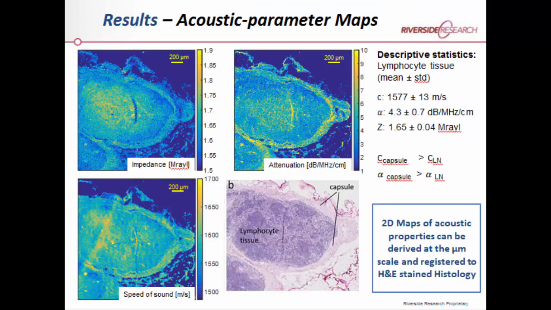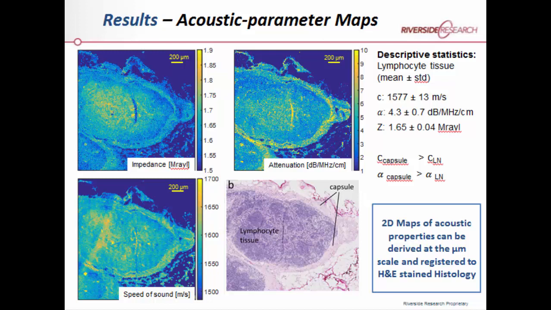So what the image looks like, you've seen quite a few of these images. These are actually fixed lymph node. You have the impedance, the attenuation, the speed of sound. So I think this is one example where you can see that, for example, the speed of sound in the capsule is higher than that in the center of the lymph node.